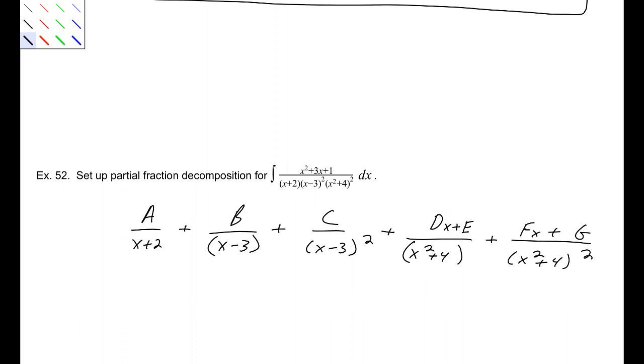Okay, that is the end of our partial fraction decomposition section. So go back through, make sure that you understand everything that's happening, and ask questions if you don't. That's it.